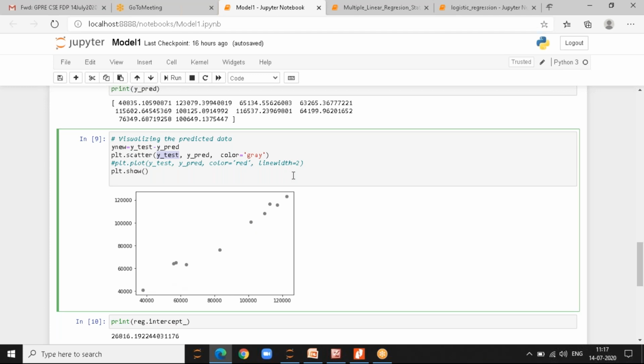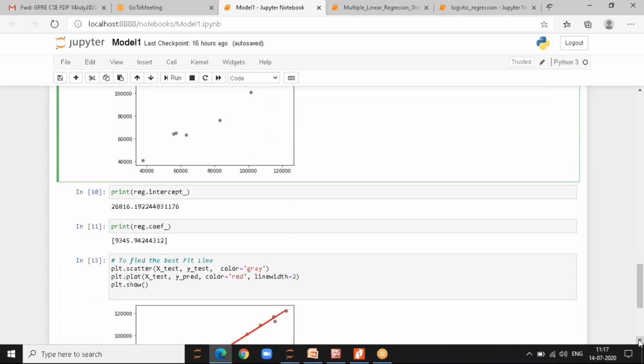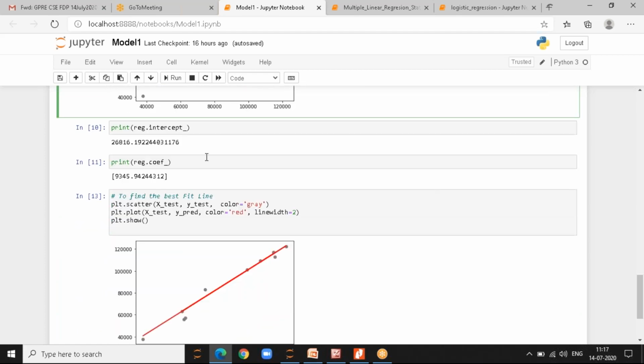So from this conclusion only we can derive that yes, we can get a best fit line, because we just plotted it. And if you want to find out its y-intercept and the coefficient, it is the same as I discussed in the earlier class, right? And I want to draw some best fit line.